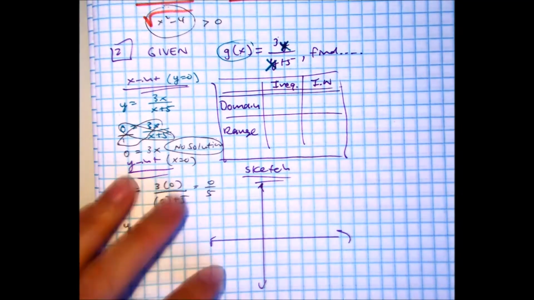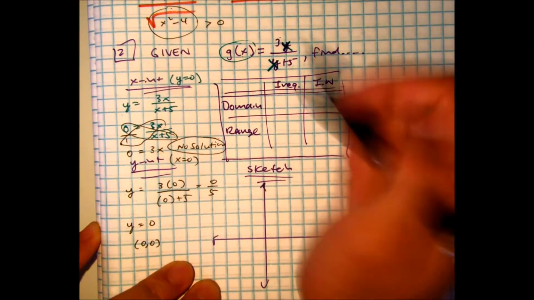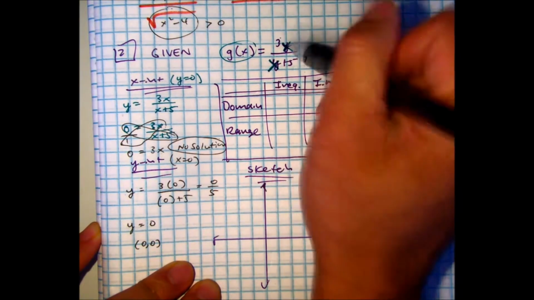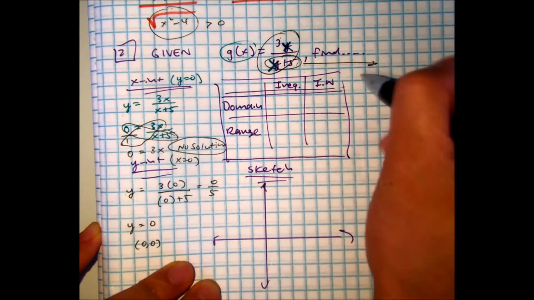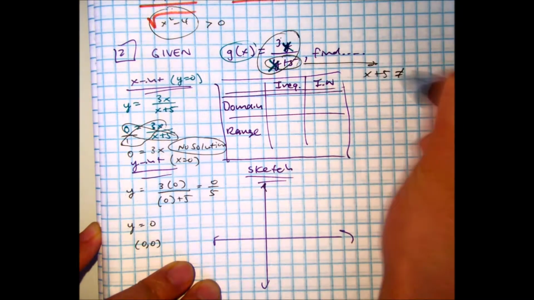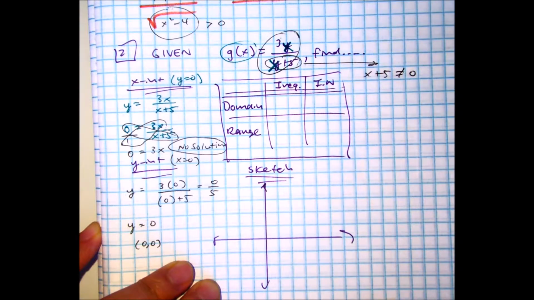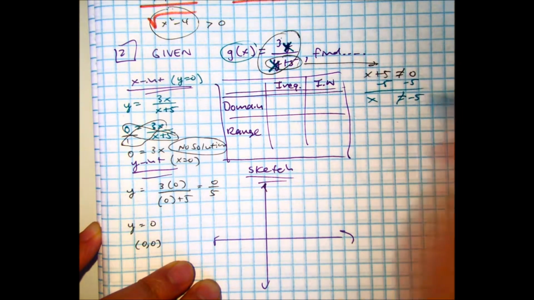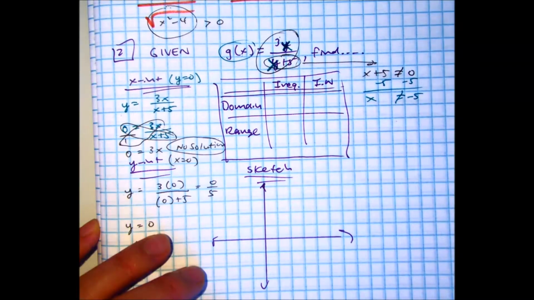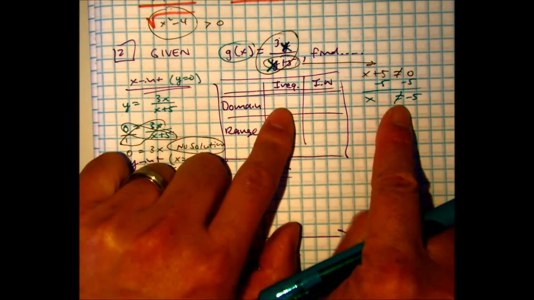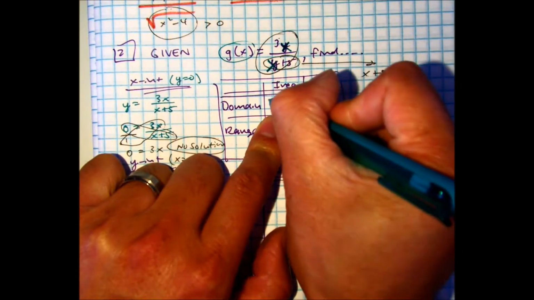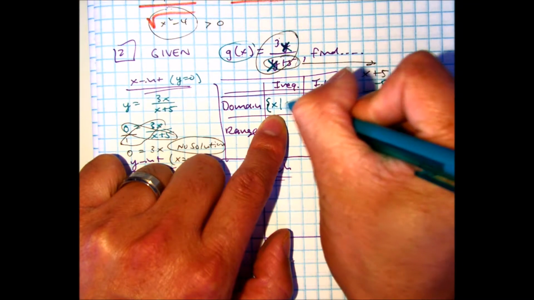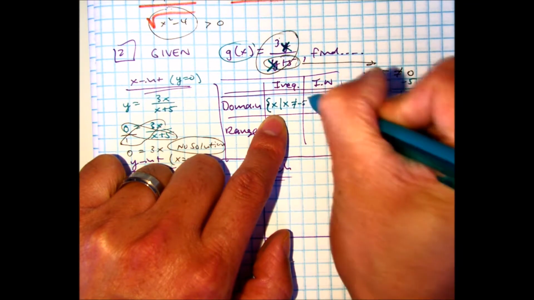Now let's find the domain algebraically. Well, this scenario matches this one. Do you see it? It's just a fraction. So I'm going to set x plus 5 not equal to 0. And if I solve that, subtract 5, it says x cannot equal negative 5. That is actually my inequality for my domain: all values of x such that x cannot equal negative 5.